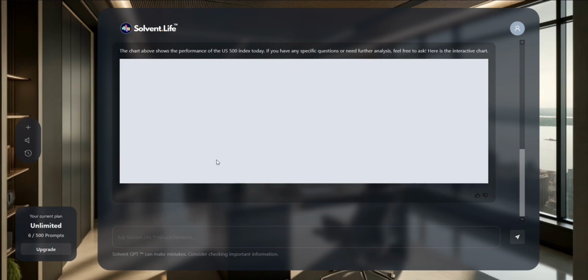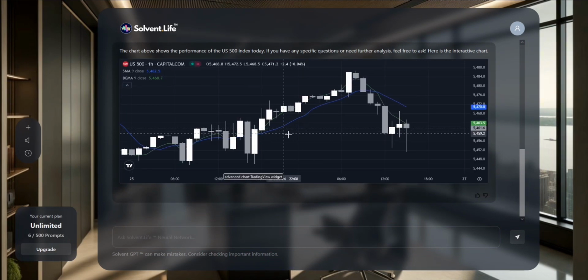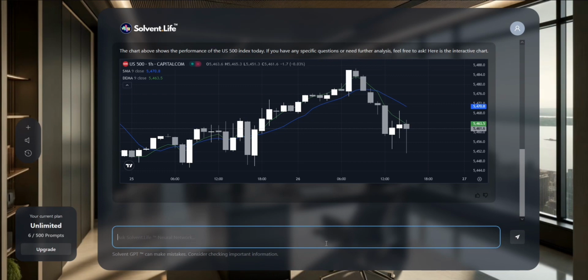All right, so it pulls up a chart from the US 500 and it shows me a specific chart with its DEMA as well as its SMA. So we can see exactly what's going on. So now I'd like to see a forecast of what's happening with the US markets based off of economic indicators. So I'll just ask Solvent GPT.